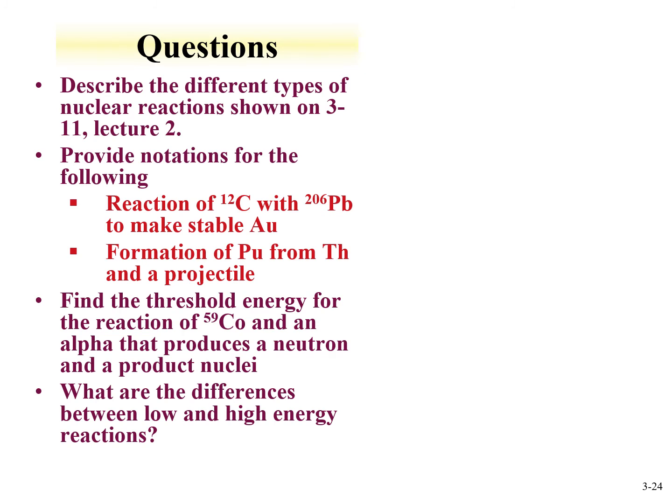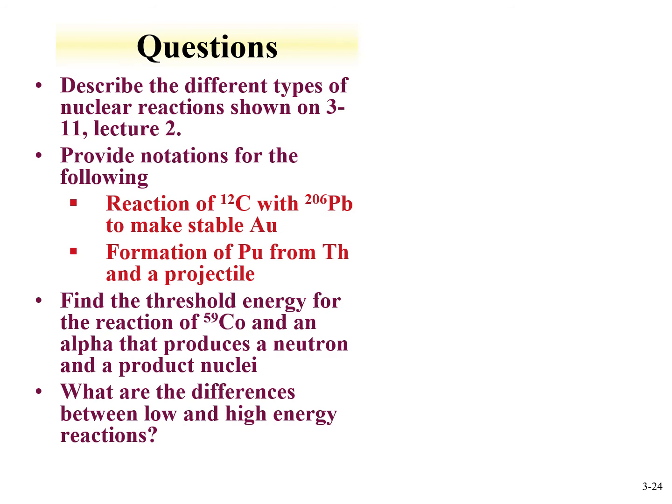You should be able to provide notations for certain nuclear reactions. As an example, imagine that we have a reaction of carbon-12 plus lead-206 making stable gold. Please provide the nuclear reaction notation for that. Well, the projectile on this we would say is carbon-12. The target would be lead-206.